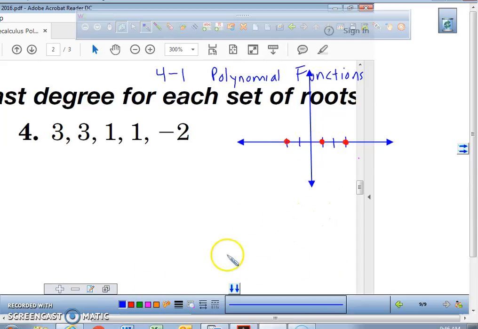When we're done with our graph, we should have a graph that looks like this. Like it goes up, and then eventually it hits that, and then eventually it hits that. All right? Now, what we're going to do is we're going to take these roots right here, and we're going to create a polynomial function that eventually looks something like this.